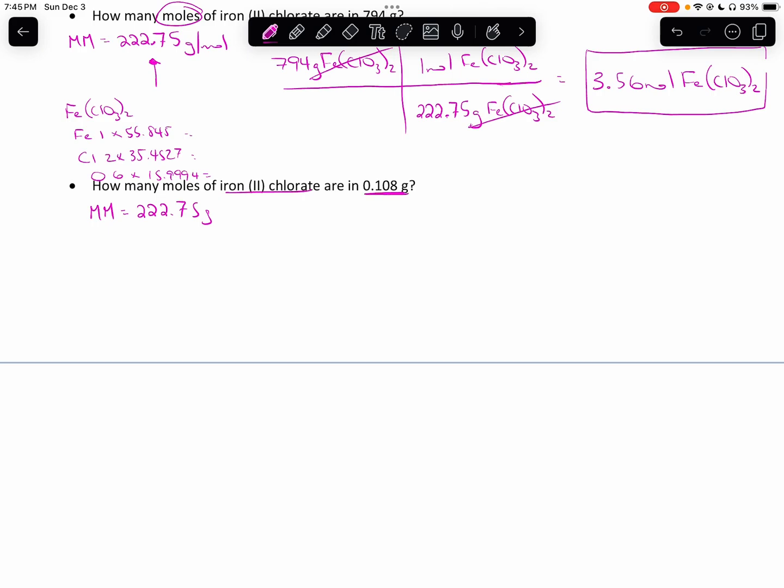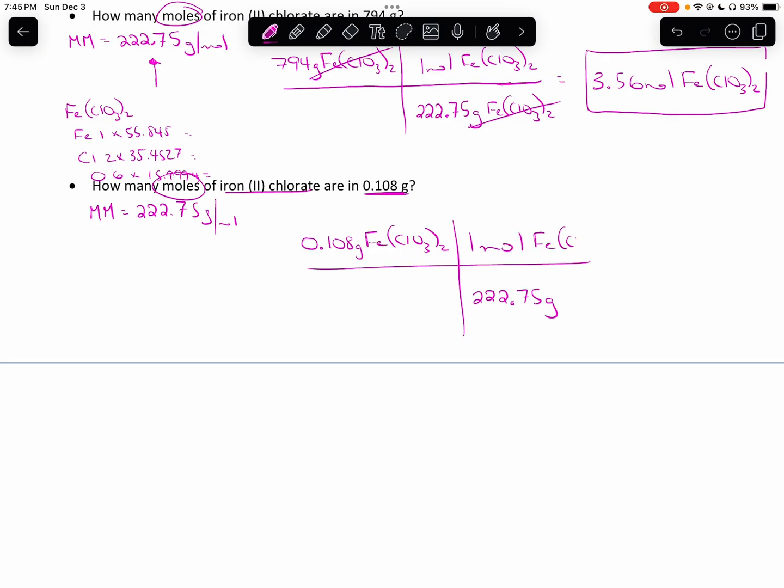So we know we have 0.108 grams. We're looking for moles again. So on our T-chart, we're going to start with 0.108 grams of our iron 2 chlorate. We'll put it on our T-chart. We need grams to be on the bottom so we can get it to cancel. Remember, this is grams per mole, so we're going to put that 222.75 grams on bottom. We'll put 1 mole on top. And we are ready. We're going to take 0.108 divided by 222.75. And we should have our answer.